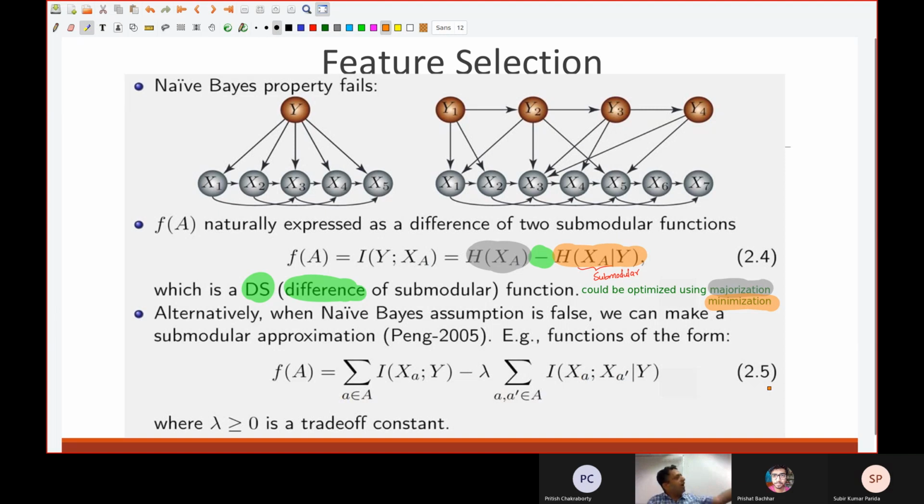The other possibility is, even if it's not conditionally independent, you can make a submodular approximation. You don't do H of XA minus H of XA given Y, but you approximate the second component. They're not independent, but let me just make a naive assumption. Naive is an assumption after all. There are many data sets where naive doesn't hold, you still learn, and it works pretty well. At least in the pre-deep learning era, it was one of the most formidable baselines. So you could just go ahead and make that assumption, and that's a submodular approximation. Is that okay?